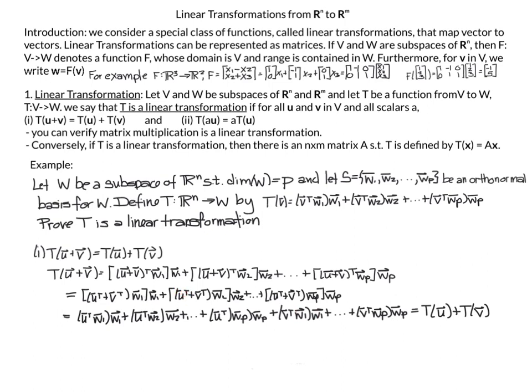Then I did u transpose w2, w2, and then over here would be my next term, which I didn't write out, but would be my v transpose w2, w2, up to the pth vector. And then what I see is that this sum here is equal to T of u, my grouping of u vectors, and my grouping of v vectors is equal to T of v, which means that T of u plus v is equal to T of u plus T of v. So this first condition for linear transforms is satisfied.